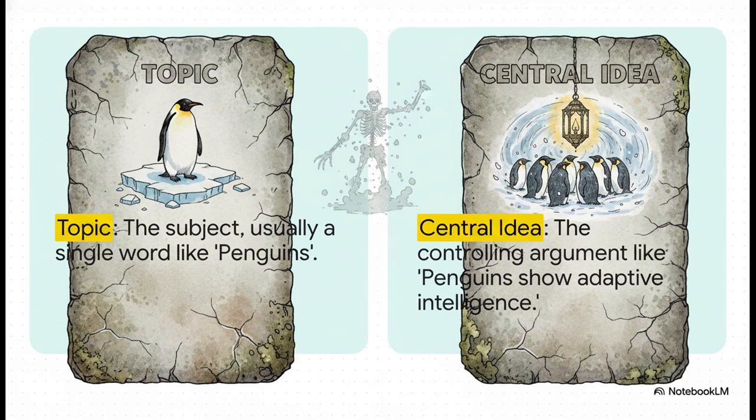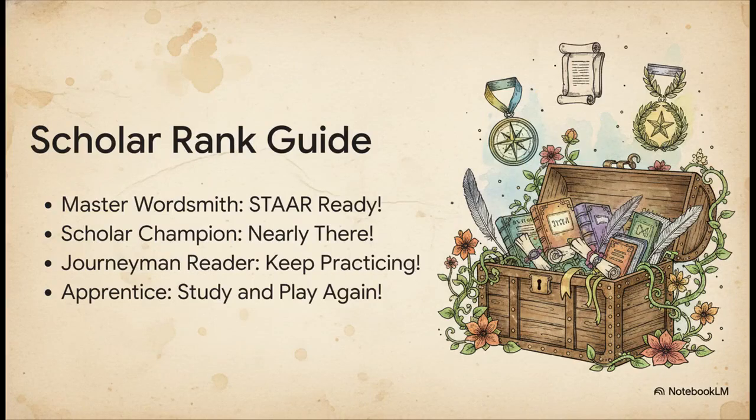Now for the final blow. The lich tries to trip you up on the difference between a topic and a central idea. A novice reader might say, oh, this text is about penguins, but that's just a one-word topic. A master scholar knows the central idea is the complete, controlling argument of the text, something like, penguins demonstrate adaptive intelligence. It's the actual heart of what the text is saying, the claim that all the evidence works together to prove. And with that, boom, the lich is defeated. The dungeon is officially conquered.